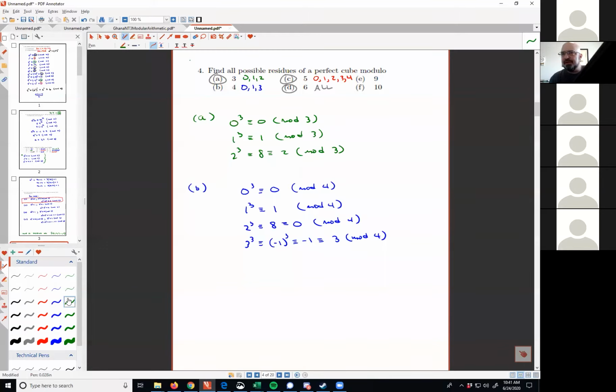Anyone have a complete list of residues of cubes modulo 9? 0, 1, and 8. Yeah. Okay, we have one that is restrictive. That's the first one where it's only a small-ish fraction, maybe not tiny, but they're just 3. That's nice. What about modulo 10?